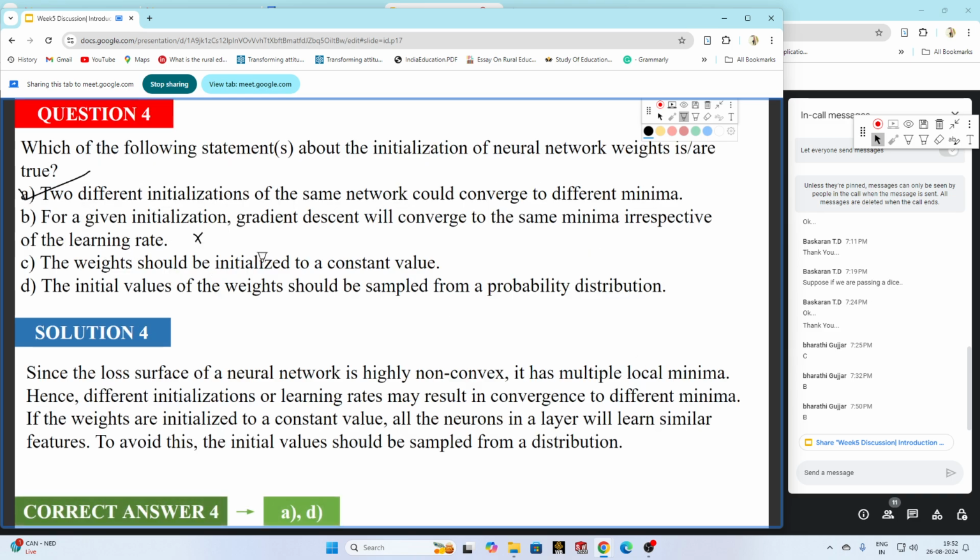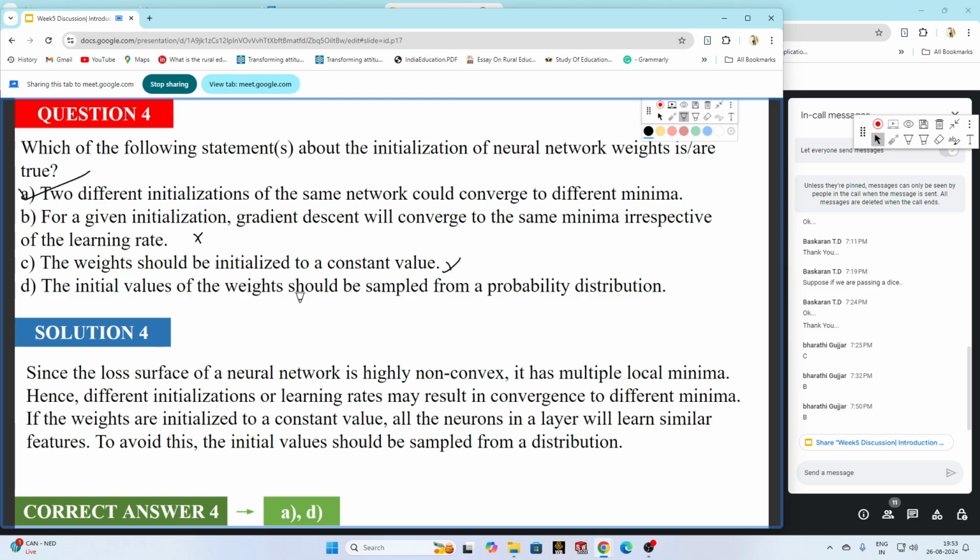The weights should be initialized to a constant value. No, we should not initialize our weights to a constant value, because if we initialize all the weights to the same constant, each neuron will contribute the same type of feature to the next neuron. We don't want that. We want different types of features going to the next layer. That is why we do not initialize our weights to a constant value. So this is also false.